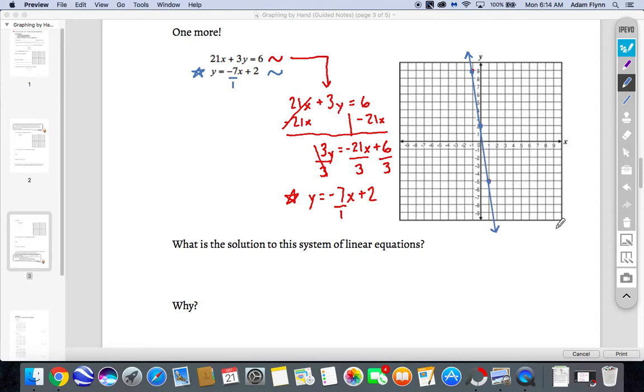So let's take a look at this here. It turns out that these two lines were actually the same line, just written in different forms. As we said, the first one was in standard form. The second one, our blue line, was in slope-intercept form. They are the exact same line. So what is the solution to this system of linear equations? It will be infinitely many solutions.